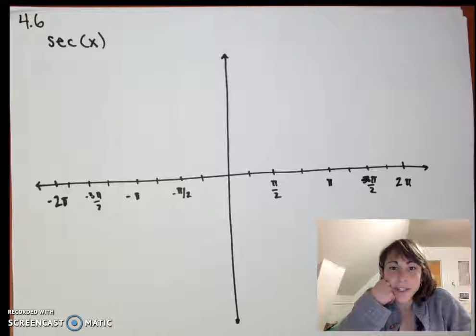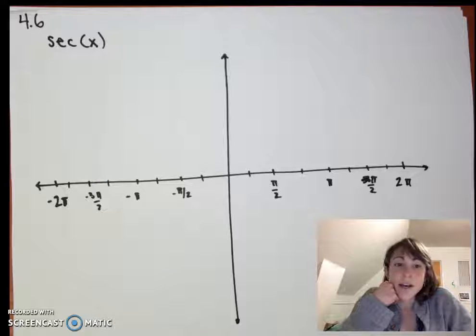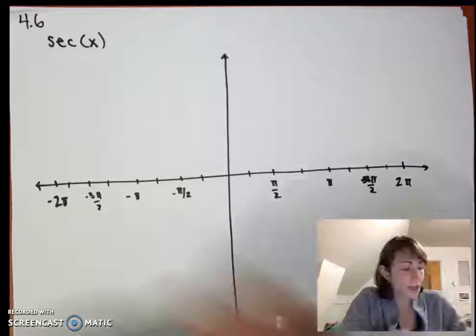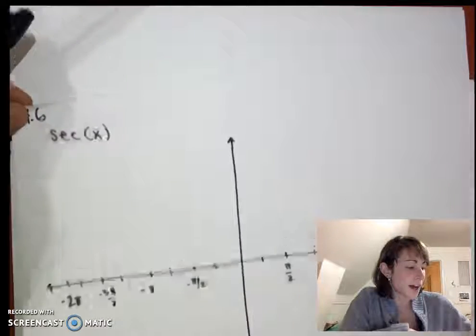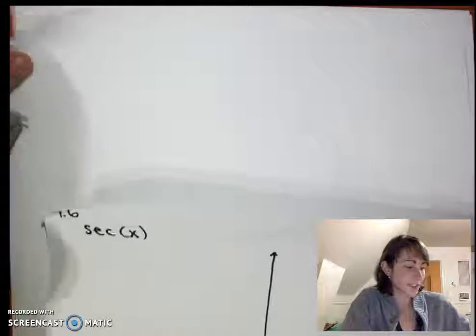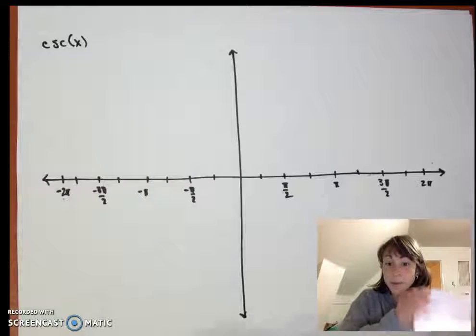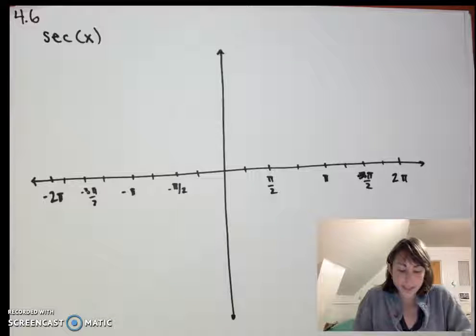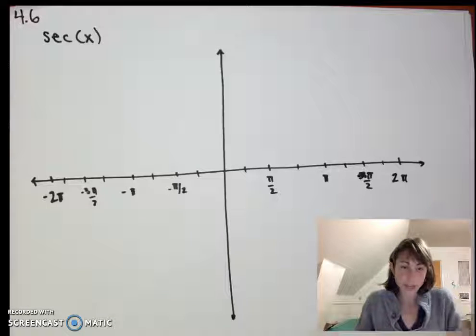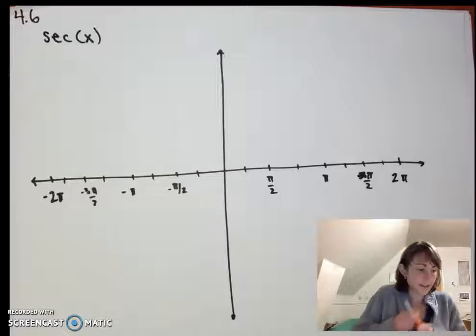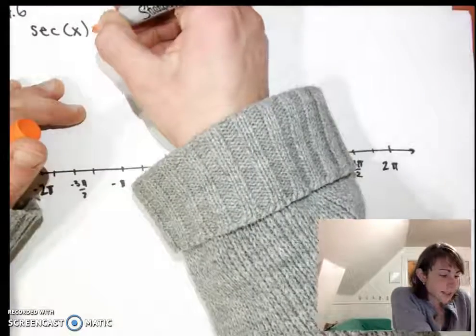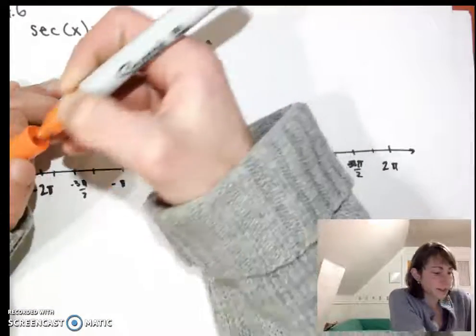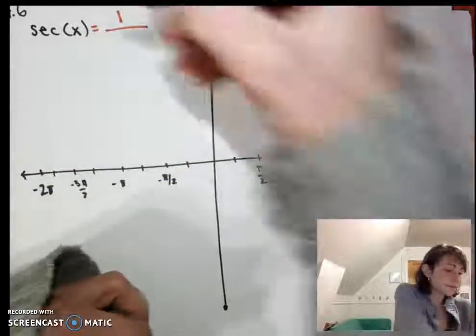Hi everyone! In this video we are going to go over the graphs of some other trig functions. We're going to go carefully through the graph of secant of x, and then I'll show you some tricks that will allow us to graph cosecant of x a little bit more quickly. So let's get started. Secant of x, the definition of that function, as you know, is 1 over cosine of x.